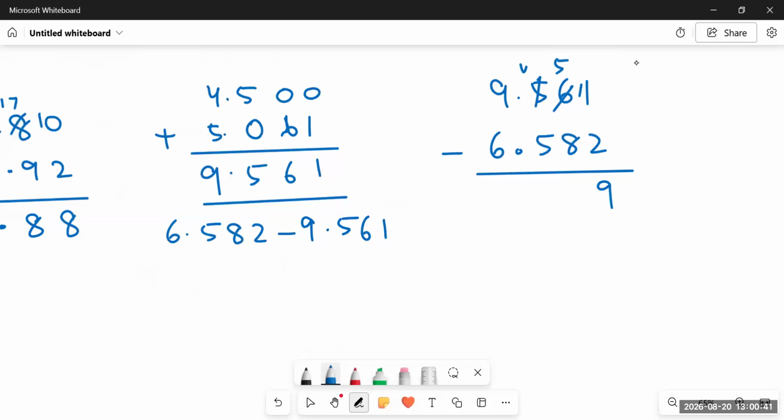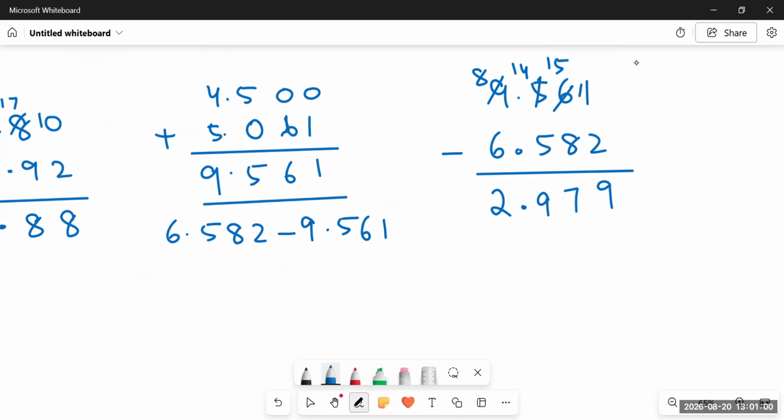Again, we have to borrow from here, it will become 15. 15 minus 8 is 7. Again, we have to borrow from here, it will become 8, this will become 14. 14 minus 5 is 9. So the final answer will be 2.979. And this is your final answer.